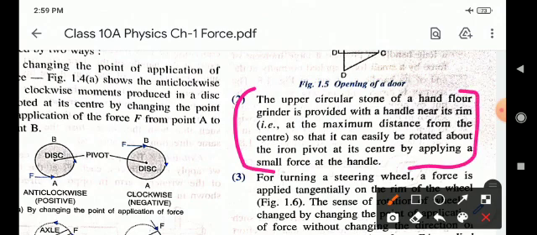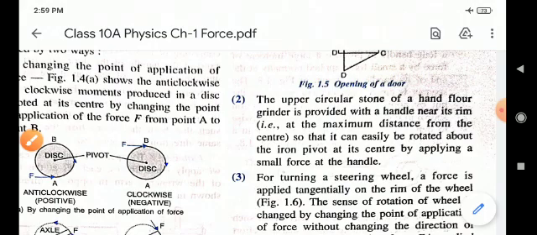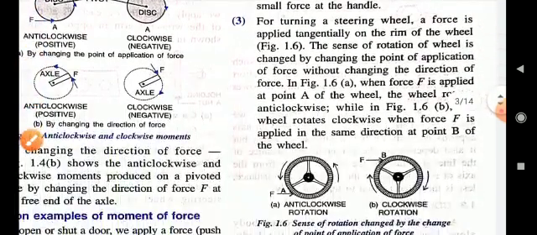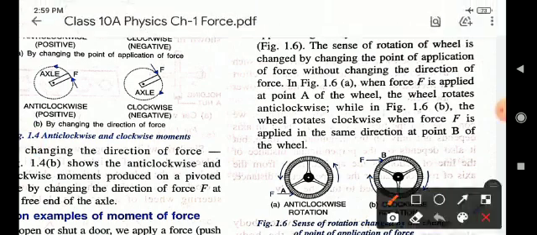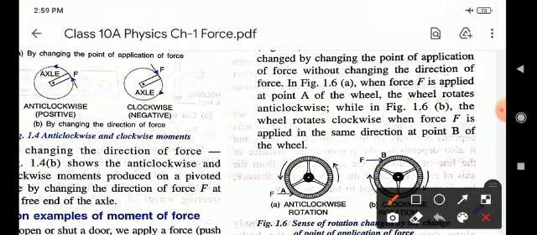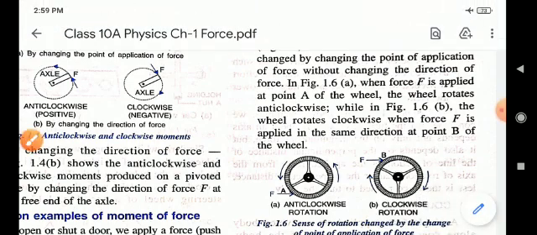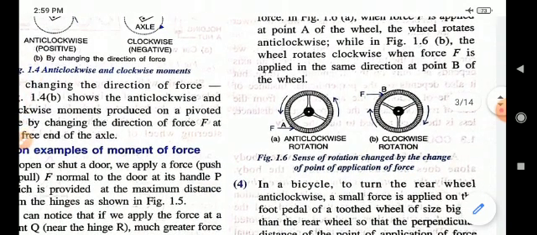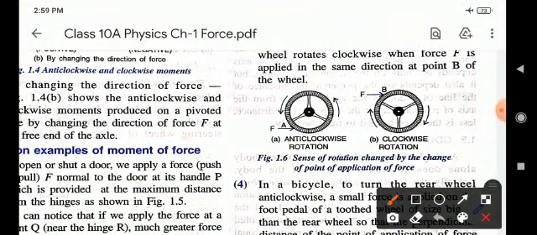Next, third example: the turning of a steering wheel. Motion of the handle of the steering wheel: it is the anti-clockwise direction, it is the clockwise direction.